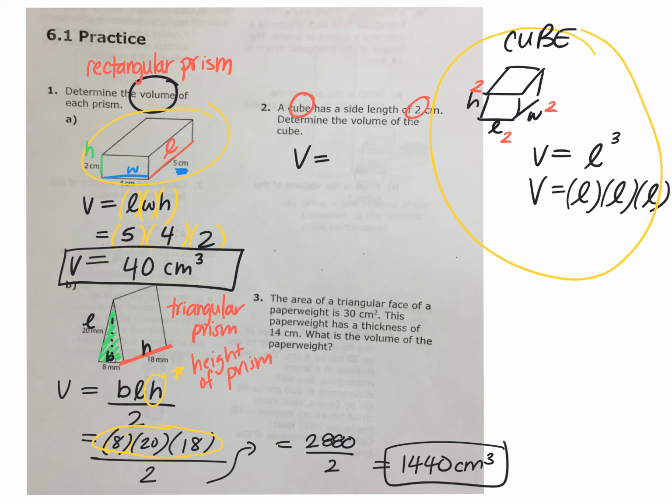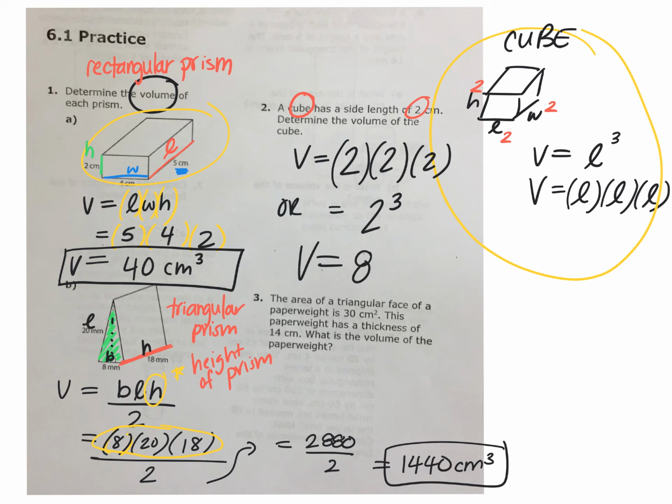And in this case, what's the length of the cube? What number? Mohammed? 2. If I do 2 times 2 times 2, or you can write it as 2 to the power of 3. 2 to the power of 3 means you're multiplying it by itself 3 times because the length, the width, and the height are all equal. What is 2 times 2 times 2 equal to? 2 times 2 is 4. 4 times 2 is 8. So the volume of this cube is 8 centimeters cubed.